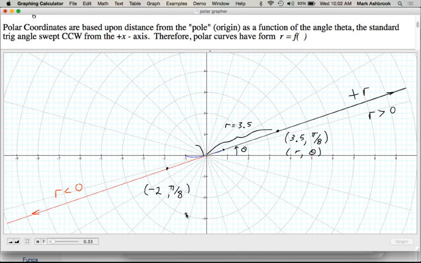Where would negative pi over 8 for an angle point? It would point into the fourth quadrant. So if it was negative pi over 8, your direction of positive r would be here. So this would be positive r for theta equals negative pi over 8. And then where would negative r values for that angle be? In the second quadrant. Do you see?